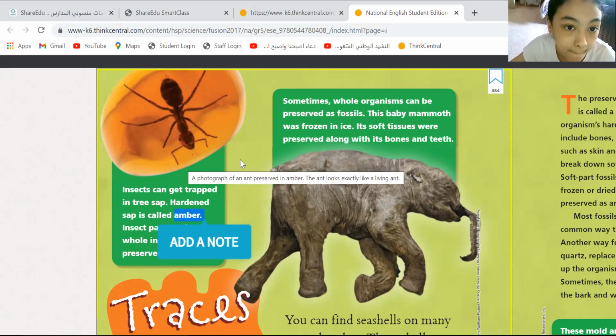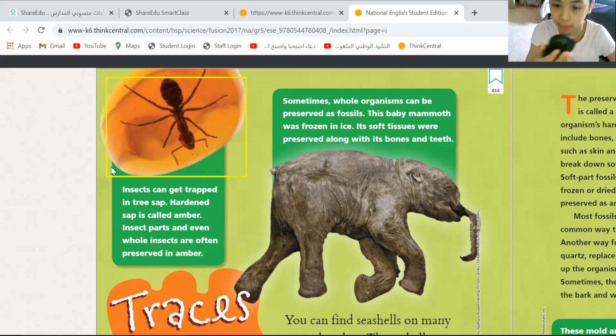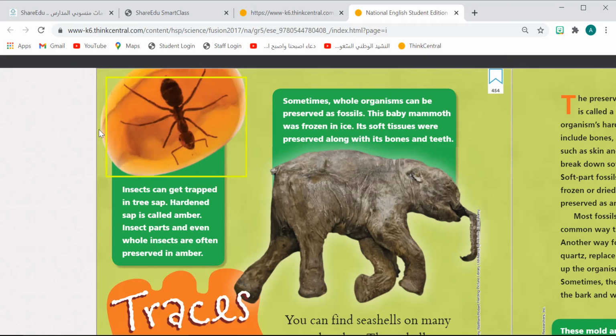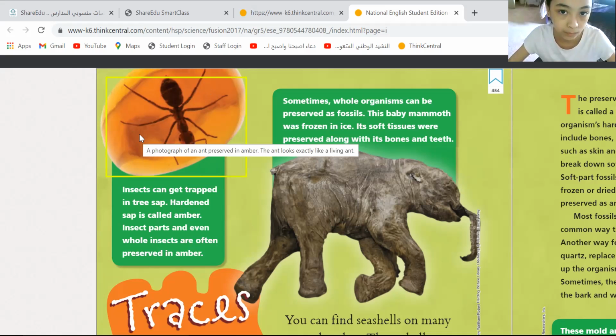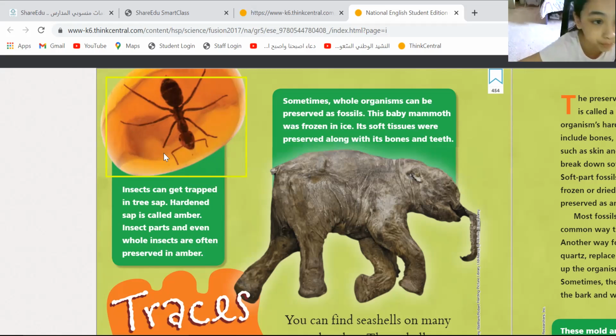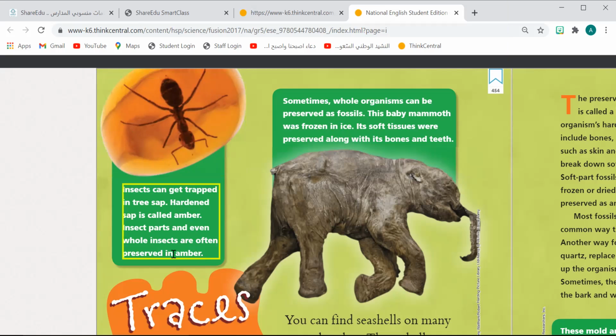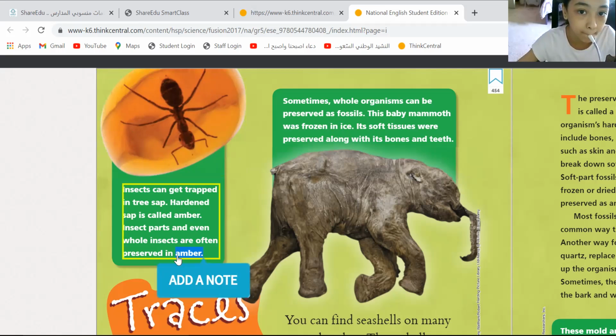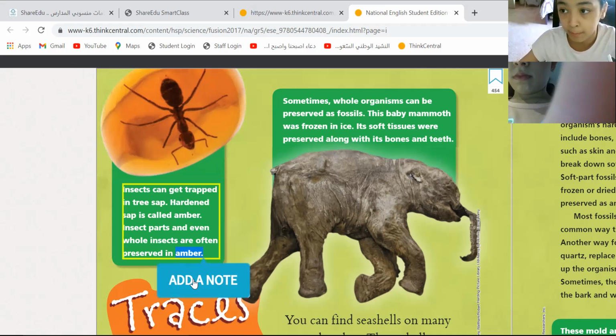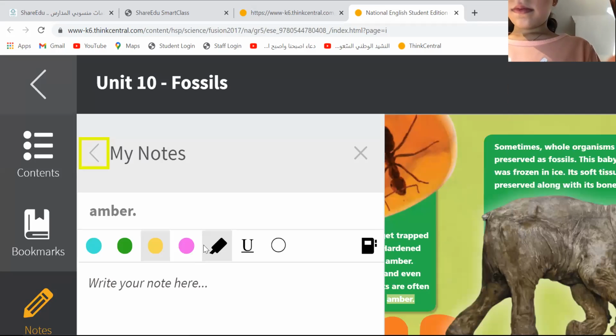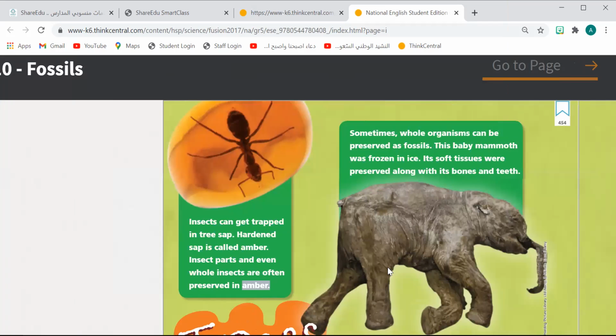This insect, the whole thing is there. See? The whole thing is there. Nothing is missing. So the whole insect is trapped in what? Amber. When I tell you that an insect can get trapped in tree sap, what do I call it? Amber. Bravo. We call it amber, and you can underline the word amber over here.